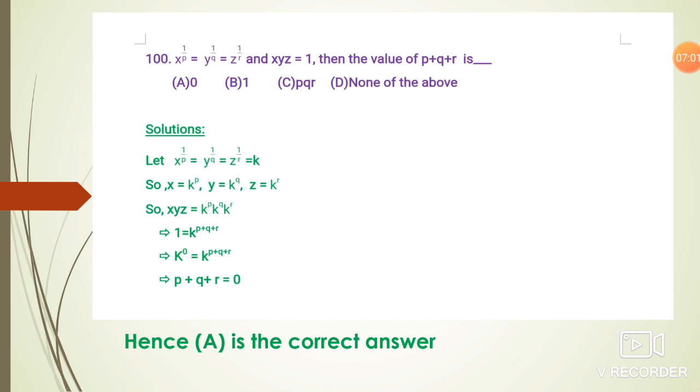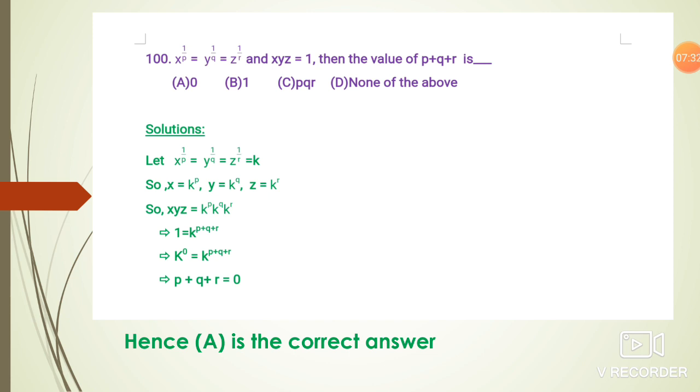Question number 100. X to the power 1 by p equals y to the power 1 by q equals z to the power 1 by r, and xyz equals 1. Then you have to find p plus q plus r. So you have to assume all three given terms as k. After assuming, we can write x equals k to the power p, similarly y equals k to the power q, and z equals k to the power r.